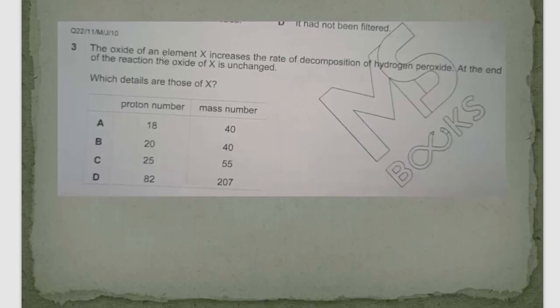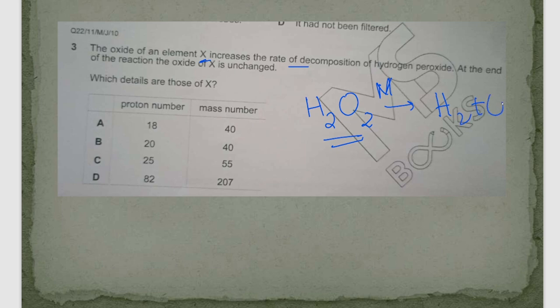The oxide of an element X increases the rate of decomposition of H2O2, and at the end of the reaction, the oxide of X is unchanged. Which details are those of X? The decomposition of H2O2 takes place to form water and oxygen.